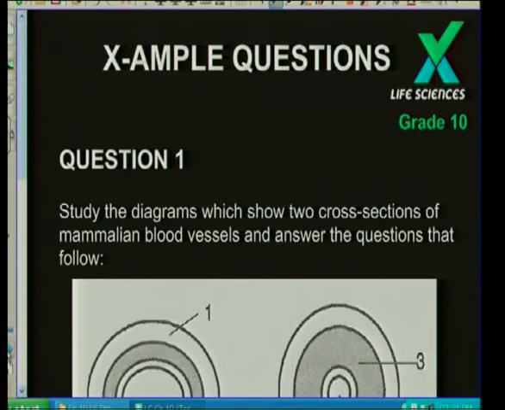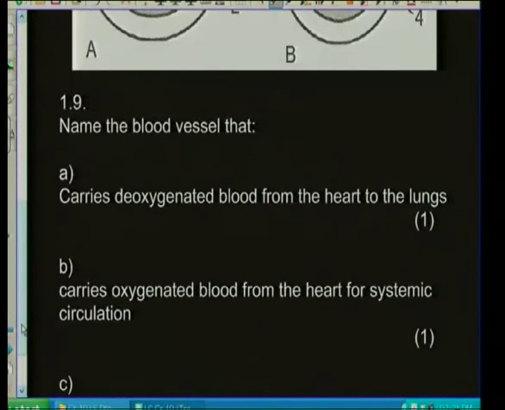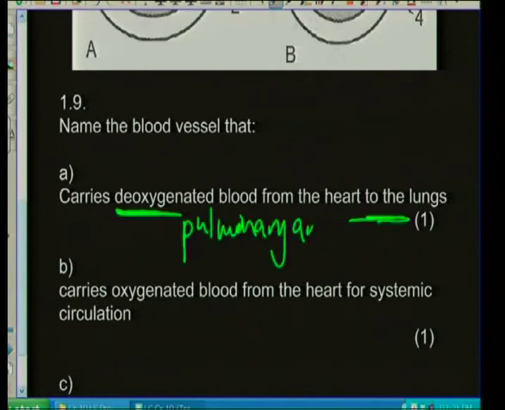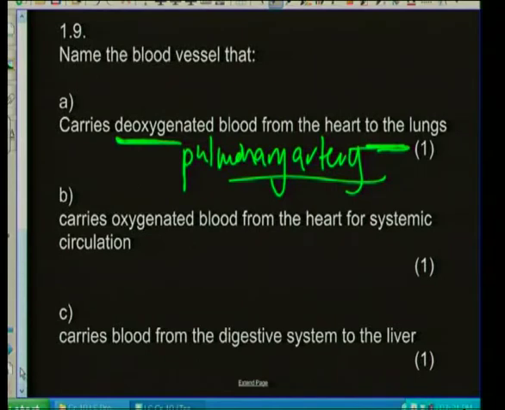Simple. Still with that question, name the blood vessel that carries deoxygenated blood from the heart to the lungs. It is the pulmonary artery. By the way, it is the only artery that carries deoxygenated blood. The vessel that carries oxygenated blood from the heart for systemic circulation would be the big one, the aorta.